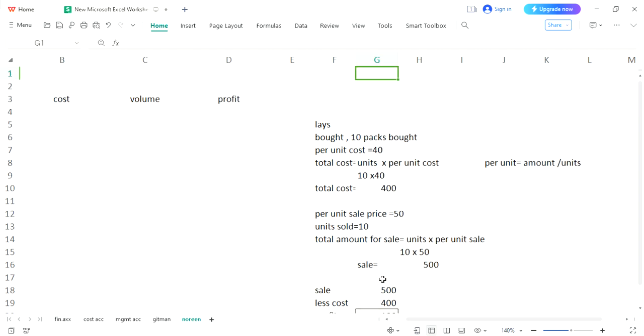Now come to our heading. Volume means how many units you are trading, how many units you have sold, how many units you have bought. Volume is the number of units, and in our example, how many units did we buy? That was 10. So 10 would be considered the volume, and the cost of these 10 units we have calculated over here. Total cost was calculated as 400.